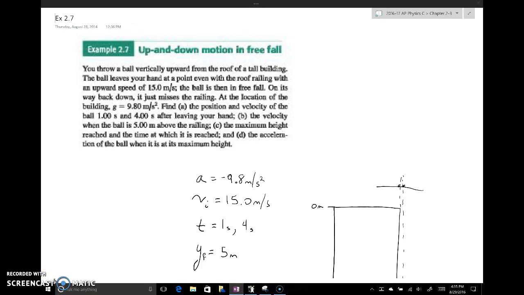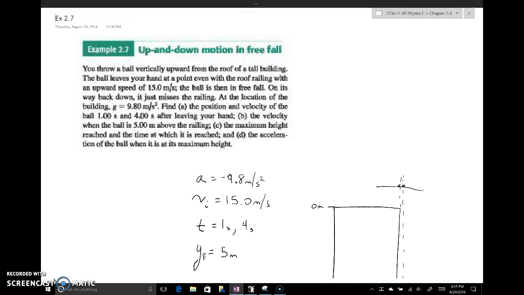Okay, so let's do this last example here. So it says you throw a ball vertically upward from the roof of a tall building. The ball leaves your hand at a point even with the roof's railing, with an upward speed of 15 meters per second. The ball is then in free fall. On its way back down, it misses the railing at the location of the building.